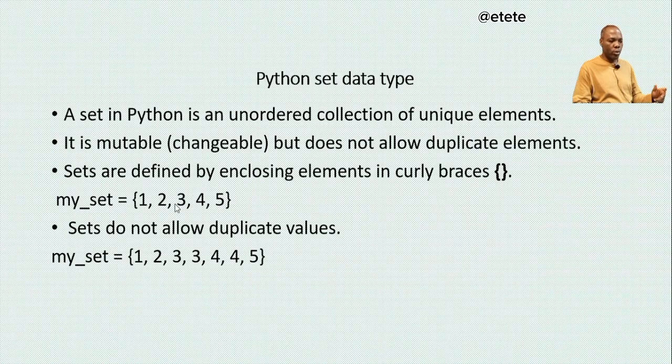So what makes you know that this is a set is because of what? The curly bracket. Unlike list, list will have been square bracket, tuple will have been normal parentheses, but set is this curly bracket. Set does not allow duplicate values. So this is my set. If I supply 1, 2, 3, 3, 4, 4, 5, when I print out my set, it's going to print out 1, 2, 3, 4, 5, just like this one.